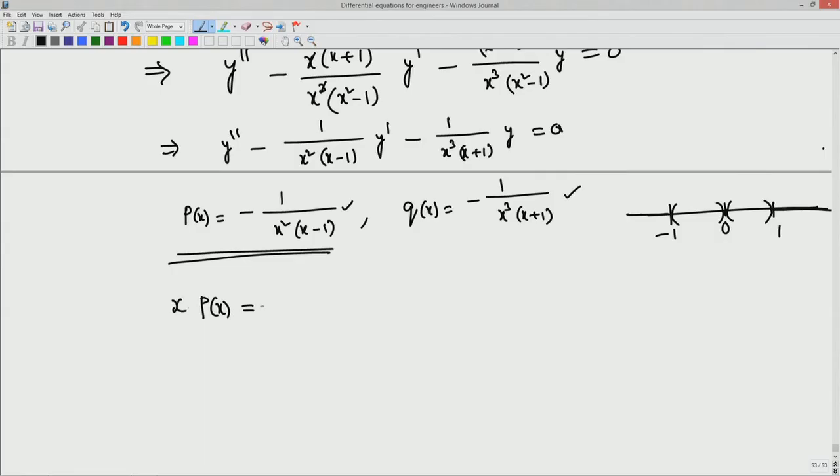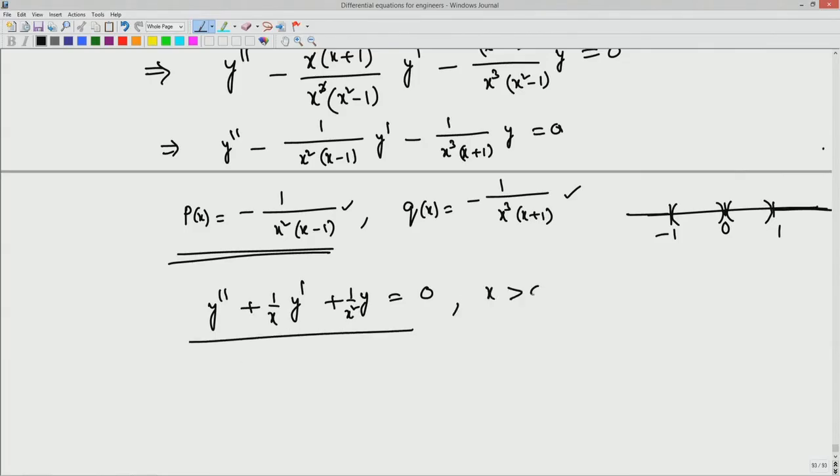If I have x times p(x), see the motivation is coming from the Euler-Cauchy equation, that is x square y double dash plus x times y dash plus y equal to 0. This is the Euler-Cauchy equation. You see this one, if I divide by a naught, this a naught is a x square. If I divide this, x by x square is 1 by x, and here 1 by x square. So, if I have the singularity like this, okay, 0 is a singular point, I can still look for solutions for x positive. So, I know how to solve this one.